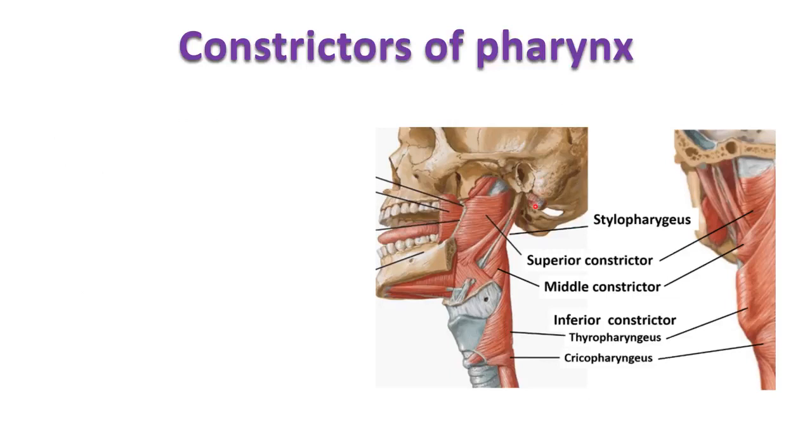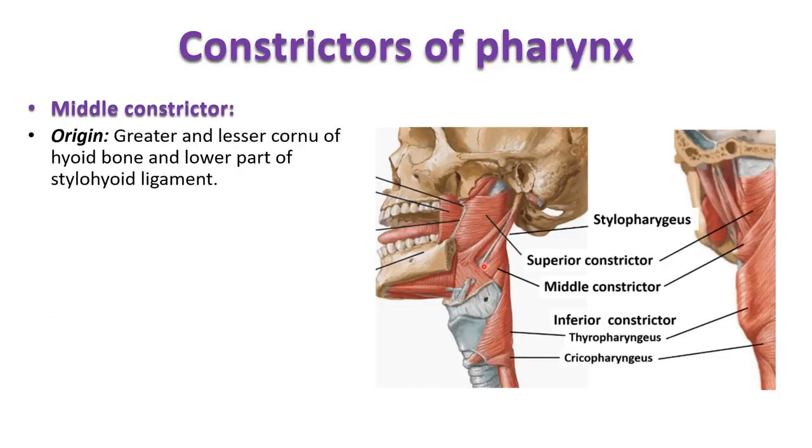Next, coming to the middle constrictor muscle of the pharynx, it arises mainly from the hyoid bone. Here is the hyoid bone with the lesser horn and greater horn, and it also takes origin from the lower part of the stylohyoid ligament. So mainly from the greater and lesser horn of the hyoid bone. If you remove the hyoglossus, you can see deep to it the middle constrictor muscle. Again it inserts into the midline raphe.